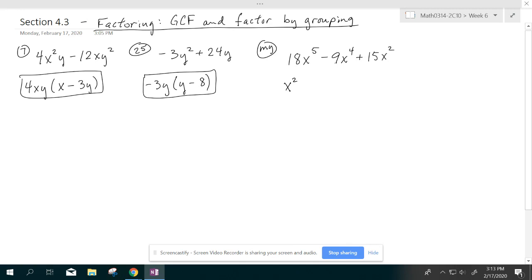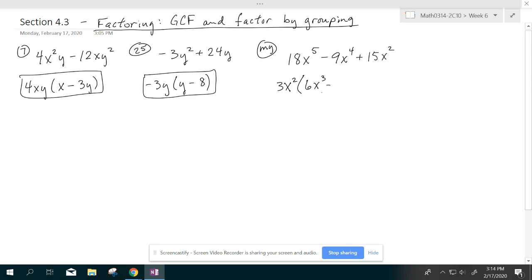And what divides into 18, 9, and 15? 3. Now let's figure out what we have left over. 18 divided by 3. 5 take away 2. Y'all see that? We subtract the powers.